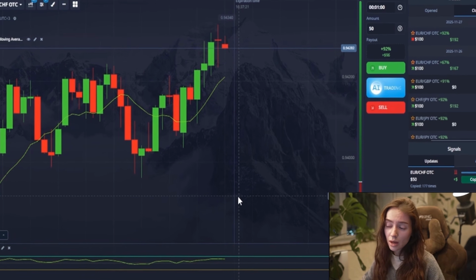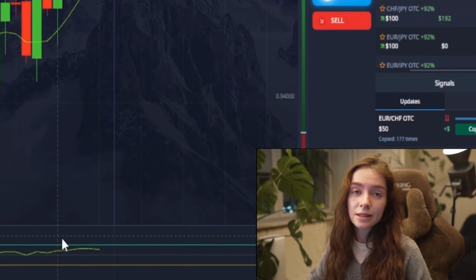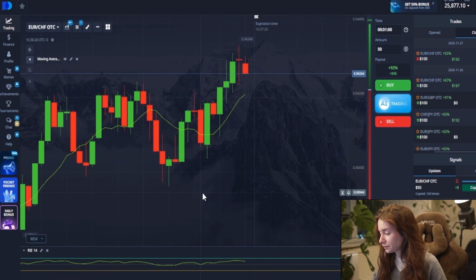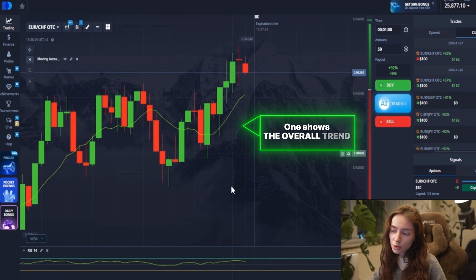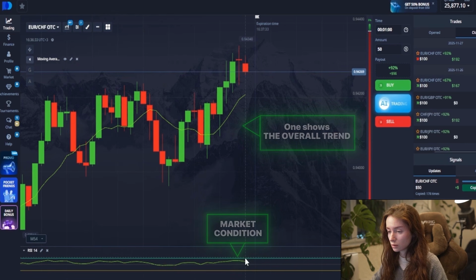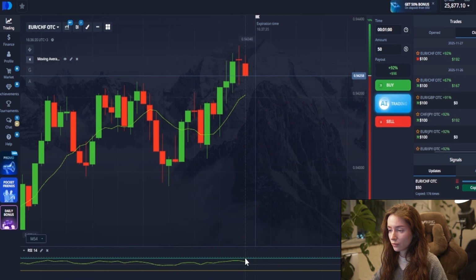In general, we'll often use these 2 indicators together. One shows the overall trend and the other shows a market condition, overbought or oversold. Based on these readings, we open our orders. And I think we'll try to open our first order now.